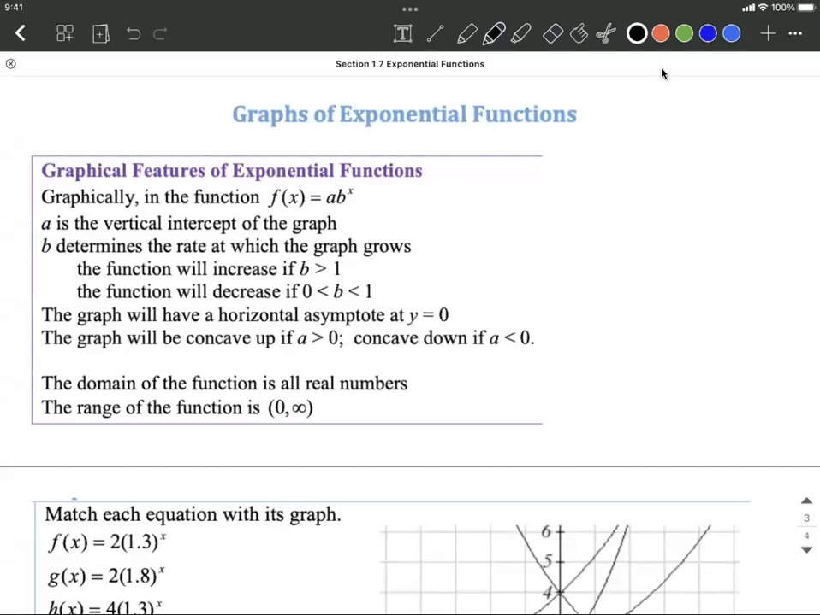Okay, graphs of exponential functions. We're not going to do a ton with these graphs, but I expect you to understand the basics. One of the basics is we want our money to grow exponentially, but in a good way, right, where it's increasing over time. So different components here.